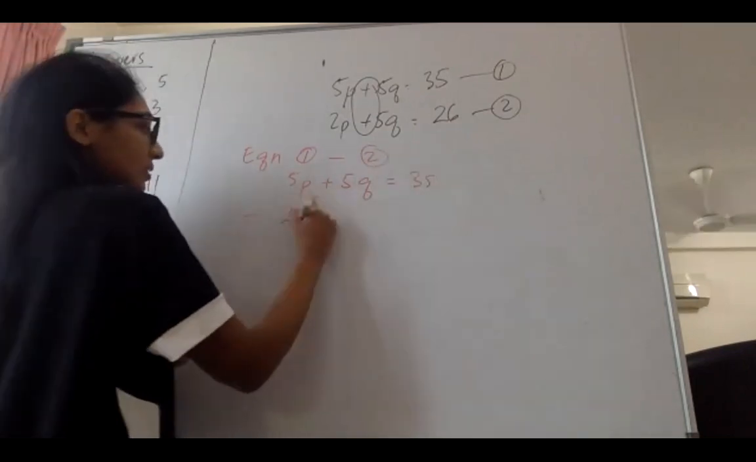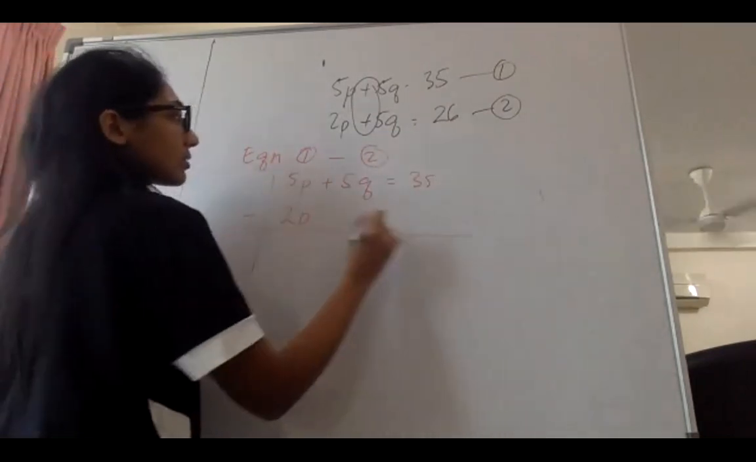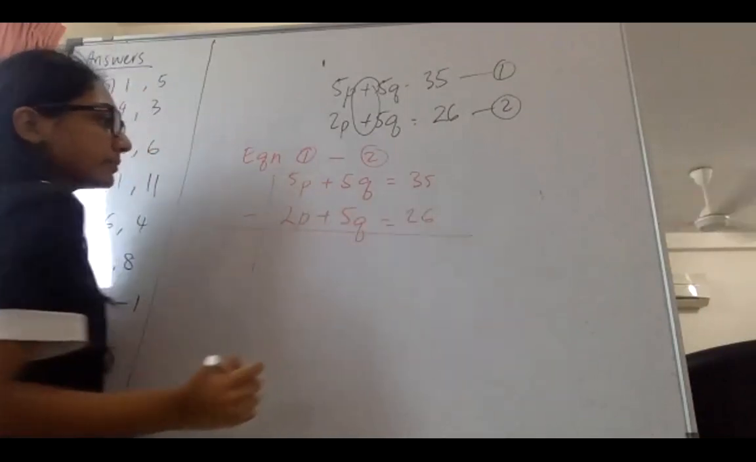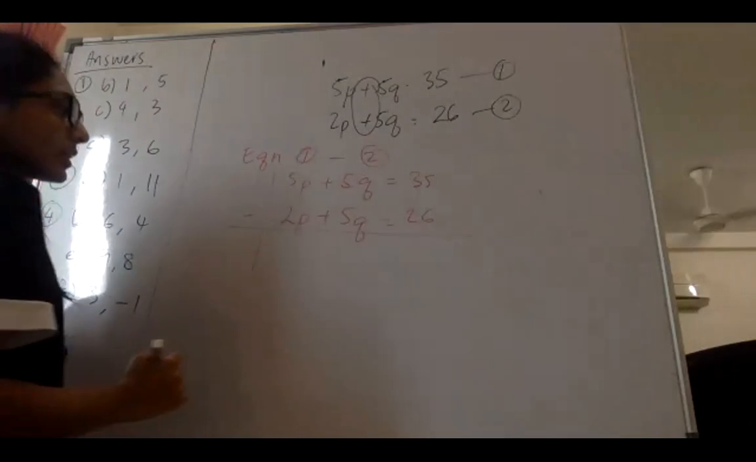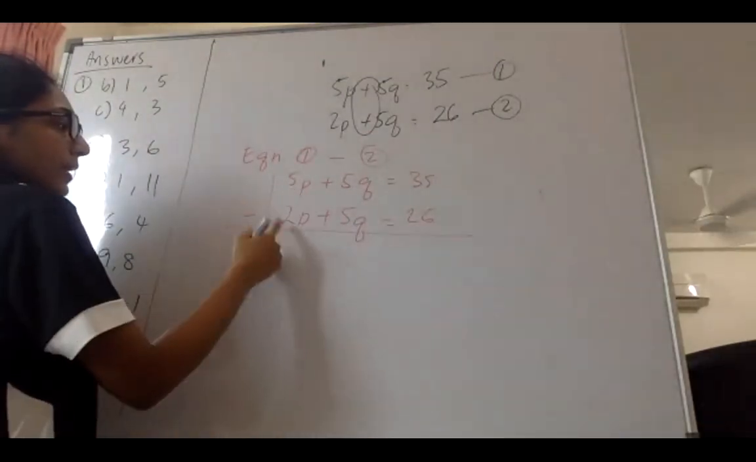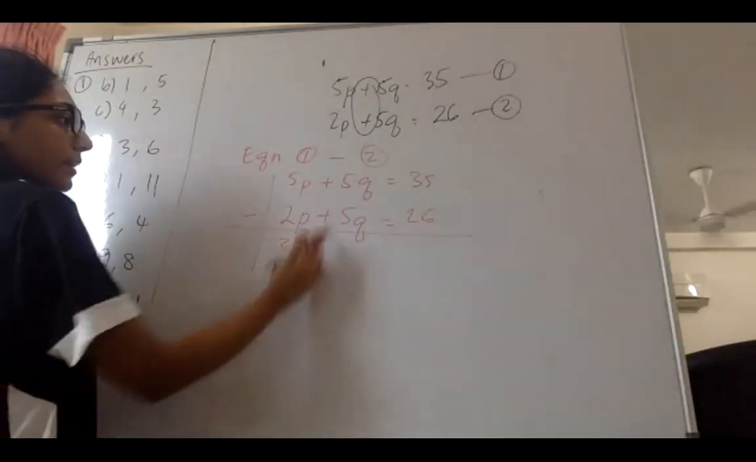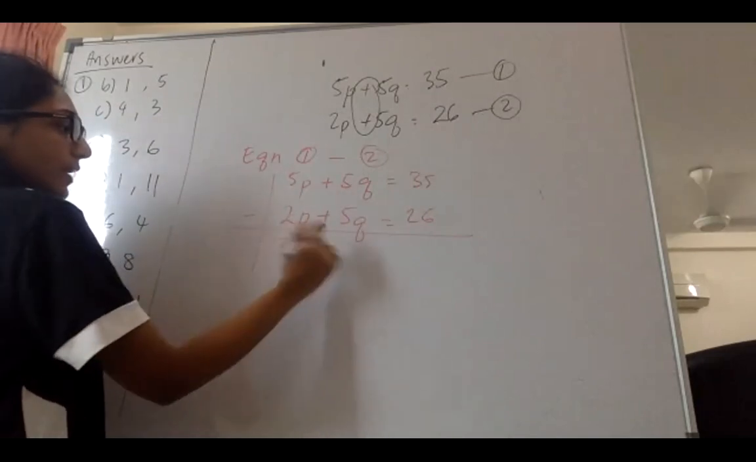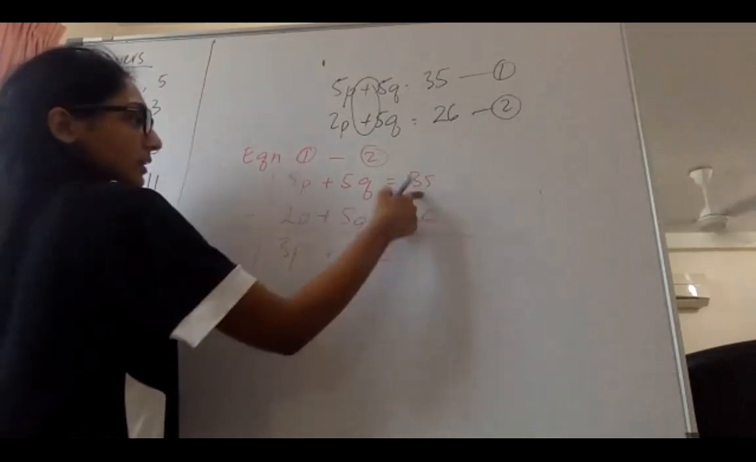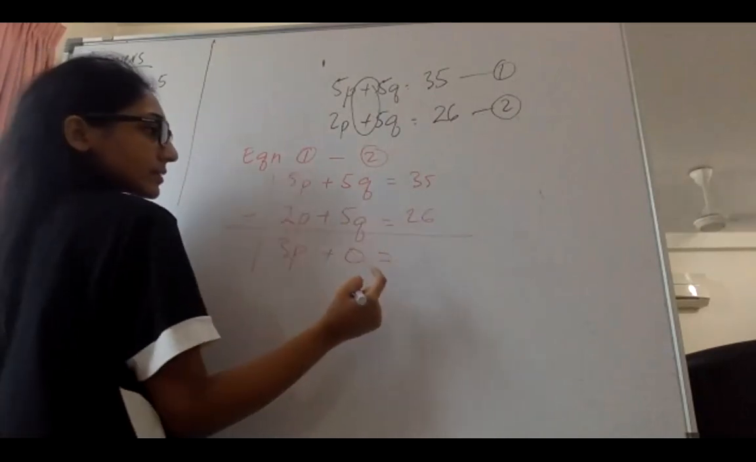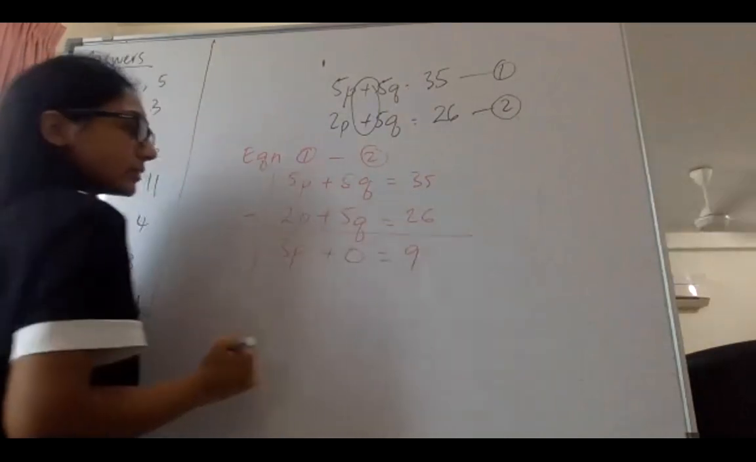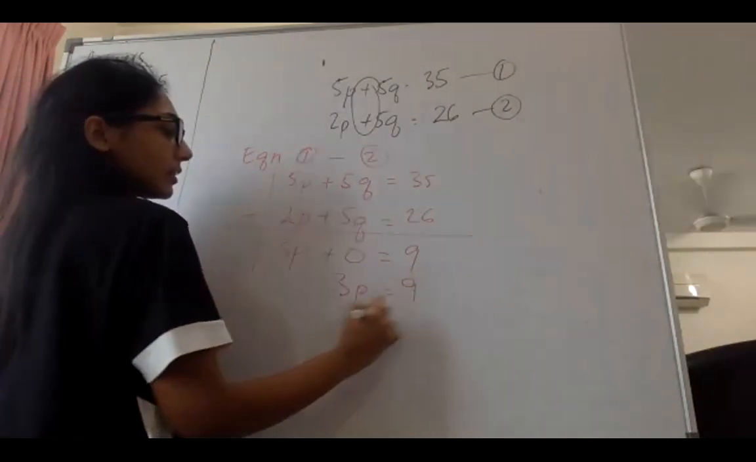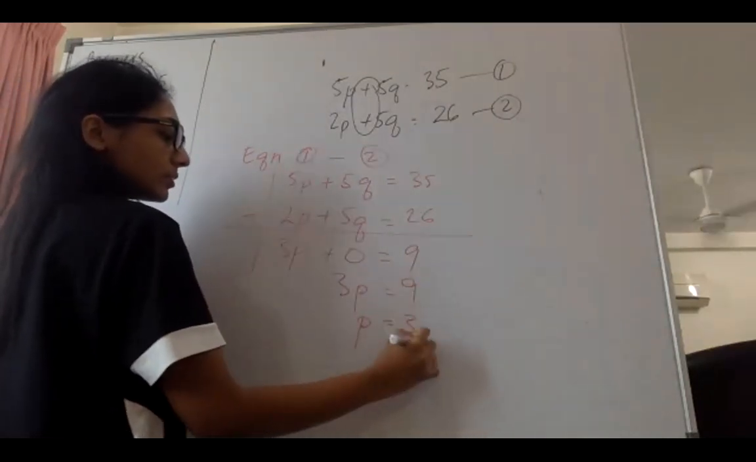Is it a must to write the EQN? Or if we just write 1 and 2, can? Okay. So 5P minus 2P, 3P. 5Q minus 5Q is 0. 35 minus 26 is 9. 3P equals to 9. P is equals to 3.